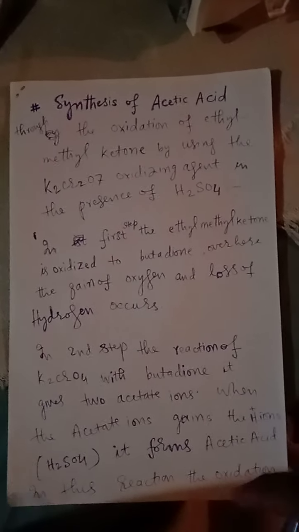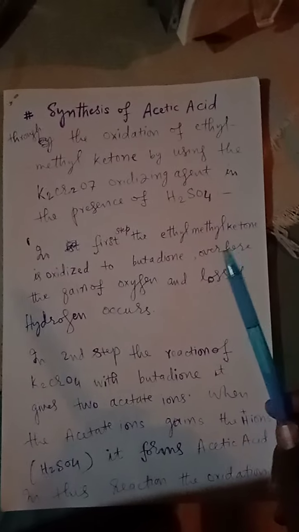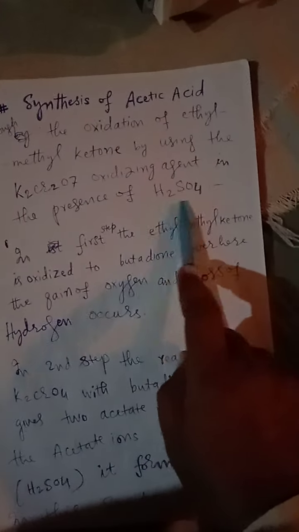My today discussion topic is the synthesis of carboxylic acid through the oxidation of ethyl methyl ketone by using the K2Cr2O7 potassium dichromate oxidizing agent in the presence of H2SO4.